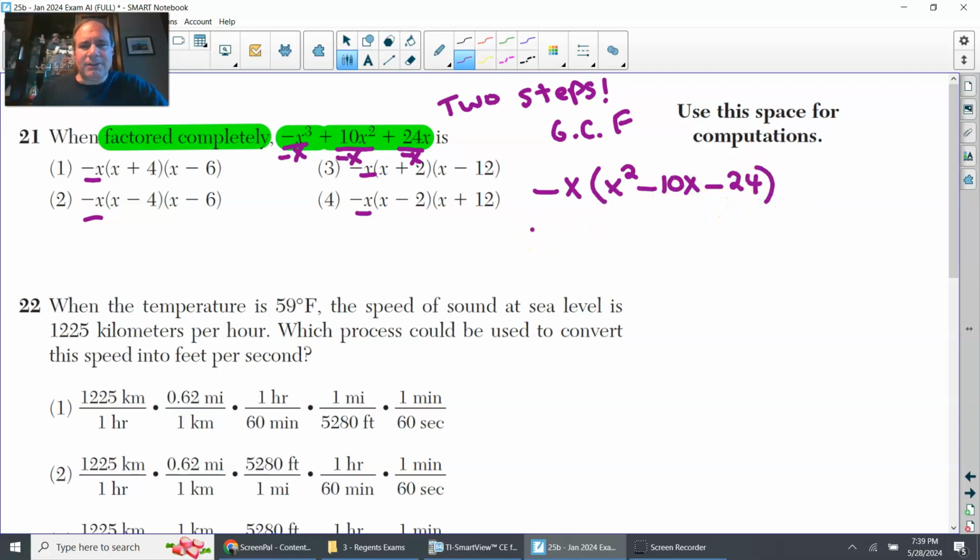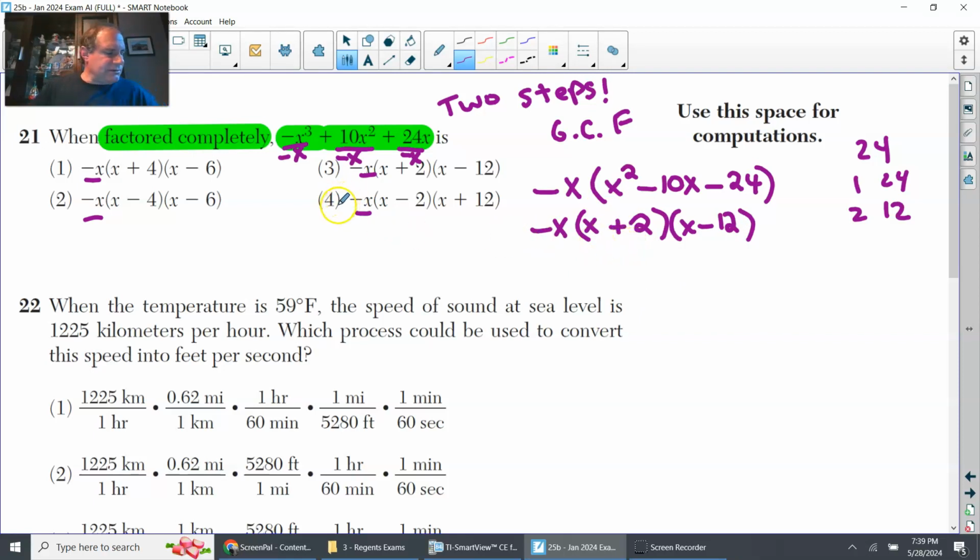This is a trinomial in the middle, and you could go ahead and break it down to two binomials. So we have 24, we have to multiply to 24, and it's a negative, so that means one has to be positive, one negative. 1 and 24, 2 and 12, yes, 2 and 12, you could add those numbers and make negative 10. This would have to be the negative, the 12, and this would have to be the positive. And that is your answer. 3 is your answer.